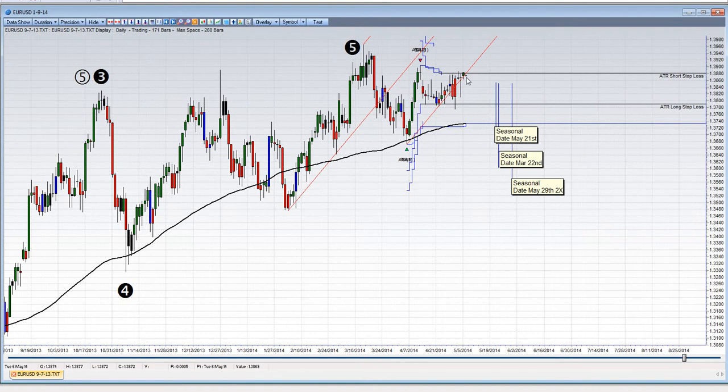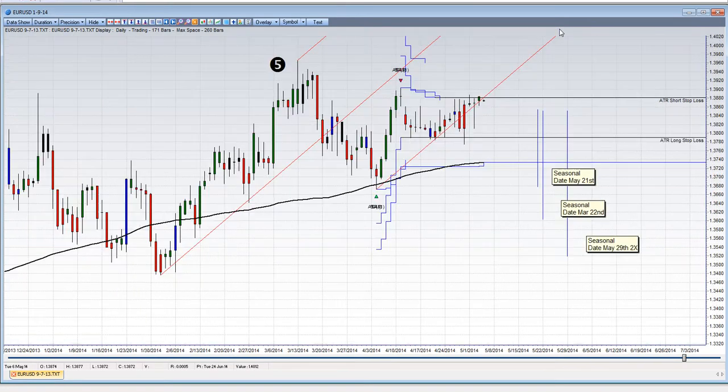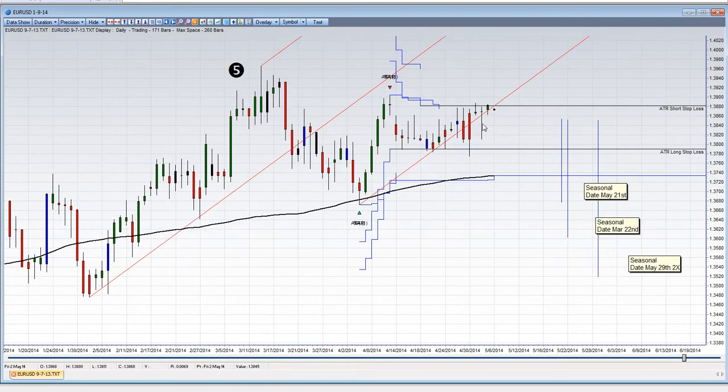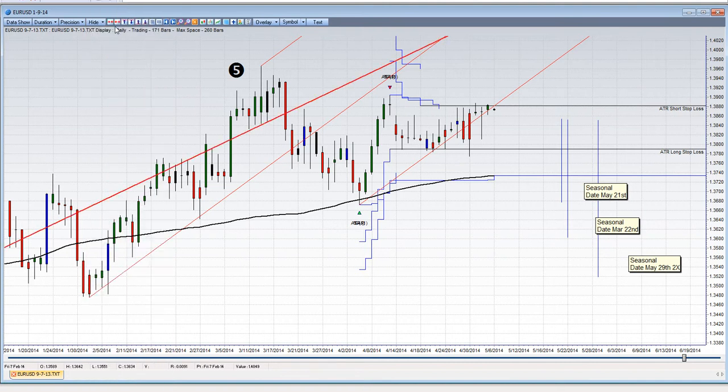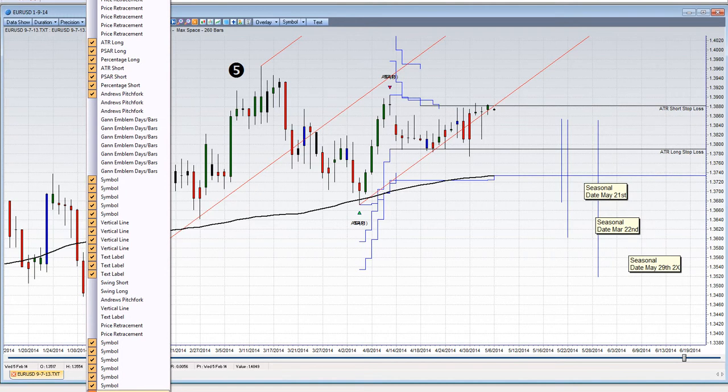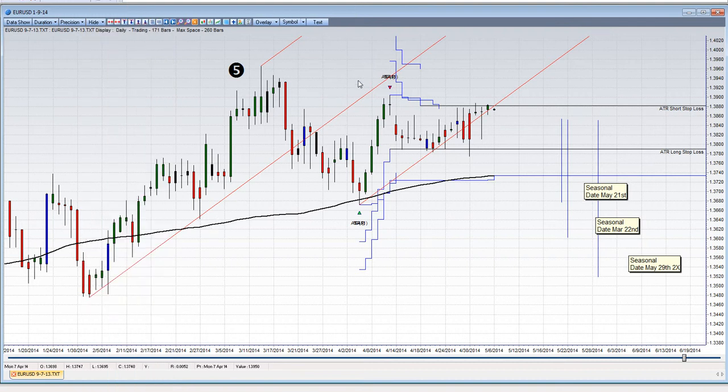It's actually below the Andrews pitchfork, so that should be interesting. That one is not the one I wanted. The one I probably want is all the way down here, or maybe not. Interesting. Maybe I didn't save it. I had one coming across, so we'll see. But anyway, I just want to show you that it's slightly weak.